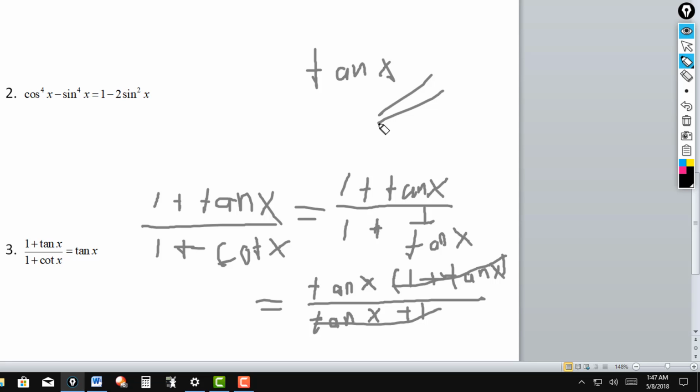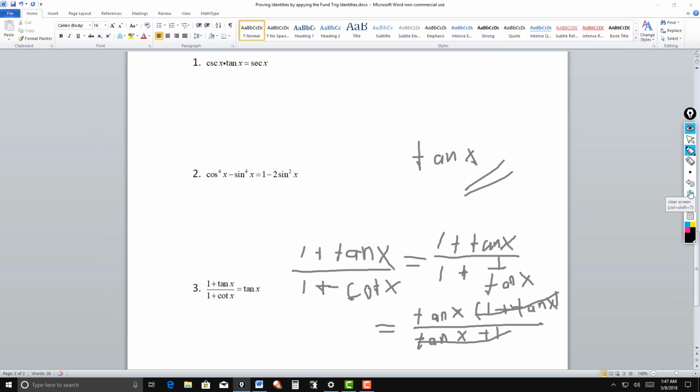So always look at the big picture. What are you trying to wind up with? In this case, we're trying to get the tangent x. So I converted everything on the left side in terms of tangent x, simplified, and it just came out. But always look to see if something's going to cancel to make the solution a little bit simpler.